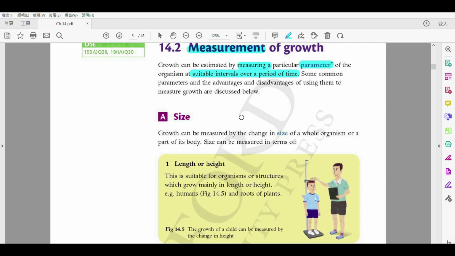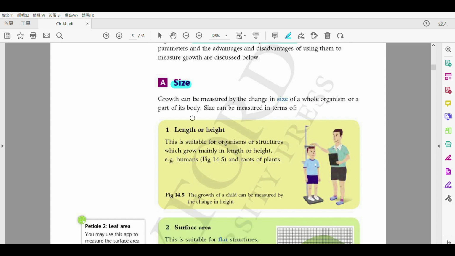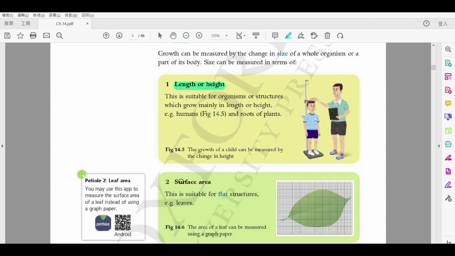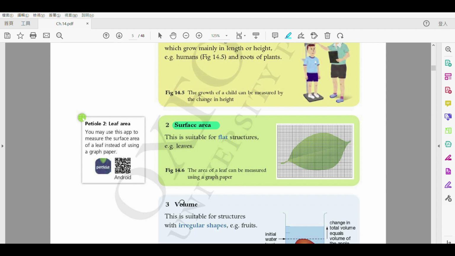So the first parameter we're going to use is size. When we talk about size, it is not talking about the size of clothes, S, M, L, things like that. Instead, below this word size, there will be 3 different parameters. And somehow these 3 parameters are related. I'll give you a hint and you'll try to tell me what their relationship is in class. The first one is length and height. The second one is the surface area. The last one is the volume.